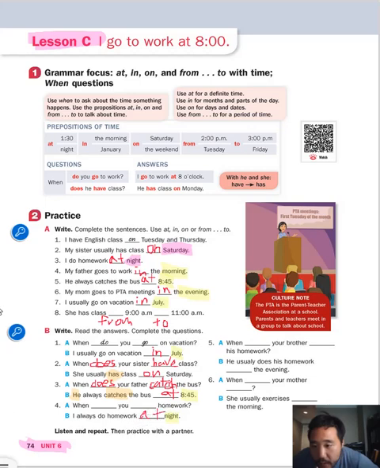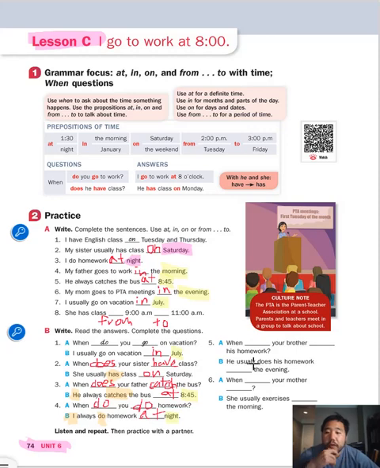And then here it says the pronoun for the statement is I, and the verb is do. So the question has to be, when do you do homework?